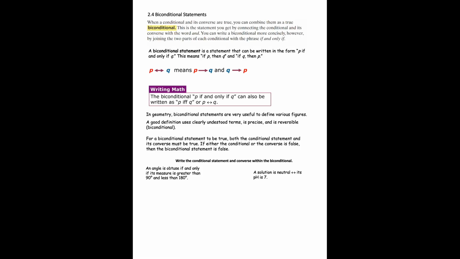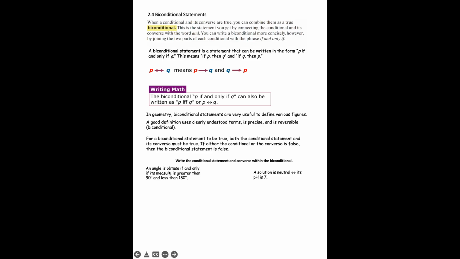In geometry, biconditional statements are useful to define various figures. A good definition uses clearly understood terms, is precise, and is reversible. So determining the truth value of a biconditional statement: a biconditional statement is true if both the conditional statement and the converse that they contain are true. If any one of those are false, the biconditional is false. So we can write any biconditional with two ideas, the conditional and the converse of that.